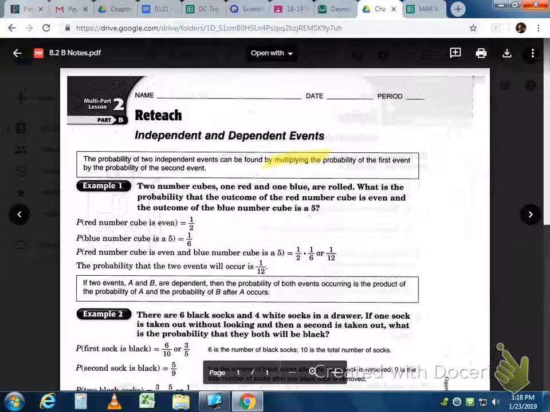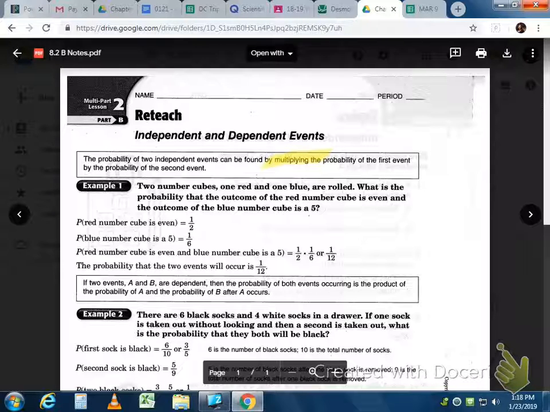It says two number cubes, one red and one blue, are rolled. They're two separate number cubes. One doesn't control the other one. You're just rolling two of them. What's the probability the outcome of the red cube is even and the outcome of the blue cube is 5? So they're two separate things. You throw both of them.